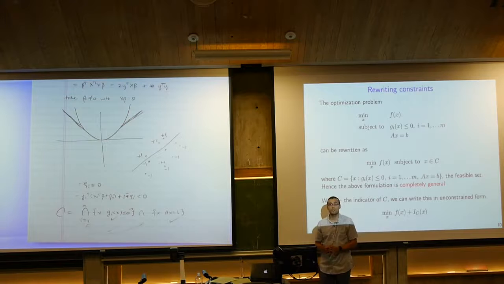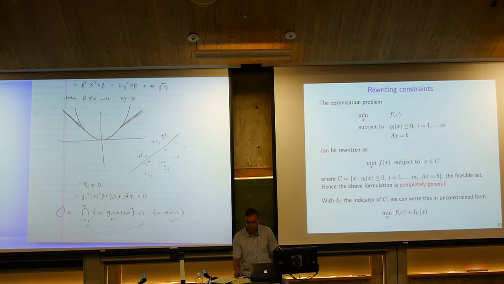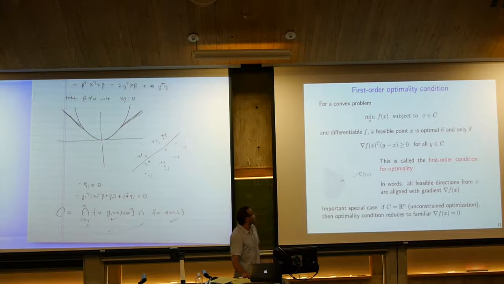Okay, so in fact, if we are willing to use indicators, we don't have to even ever have constraints lying around. It's just a way to rewrite convex problems. A question? Okay, I was going to ask why the indicator of C is convex.